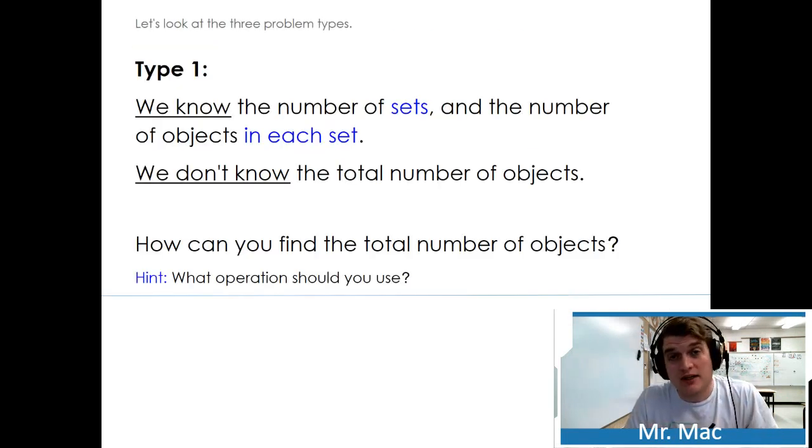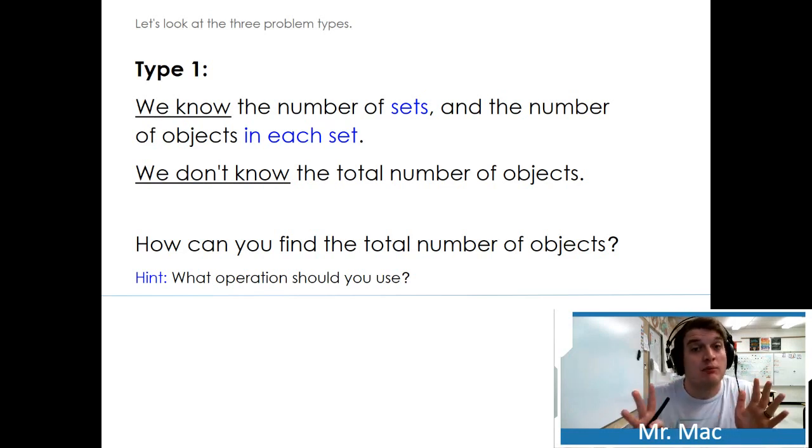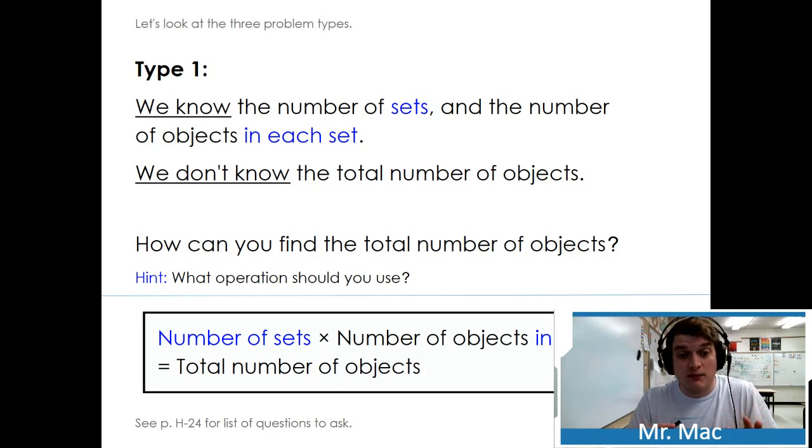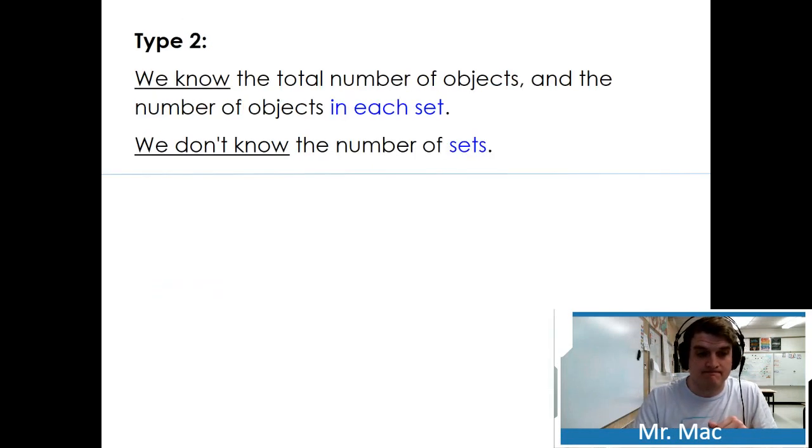So for a multiplication or division question, there are going to be 3 different types, and we're going to take a look at each of them and break them down. Type 1: we know the number of sets and the number of objects in each set. We don't know the total number of objects. How can we find the total? Hint, what operation do we use? If we're looking for the total, that's easy. We just need to use multiplication. So the number of sets times the number of objects in each set will give us the total number of objects.